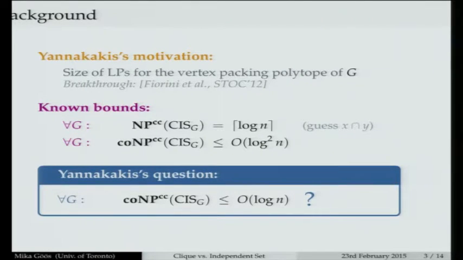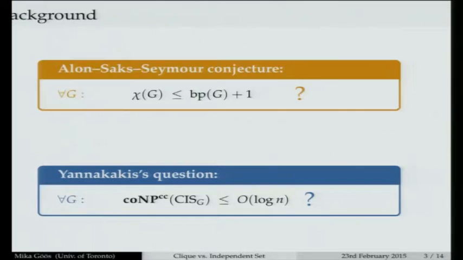Now I should say the original motivation has sort of sailed past because we have good lower bounds for that problem already. But luckily there's a different motivation for studying this question, as if the communication question itself wasn't interesting enough. So there is this conjecture in graph theory called the Alon Saks Seymour conjecture, which asks about the relationship between the chromatic number of a graph and the bi-clique partition number.